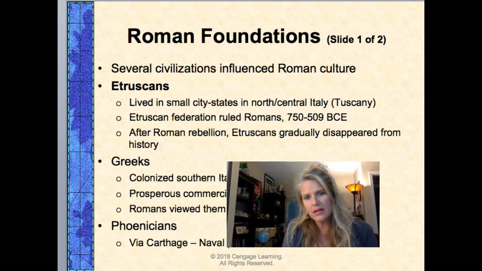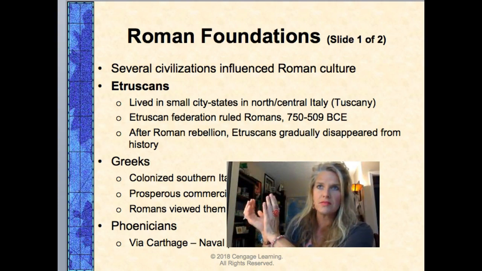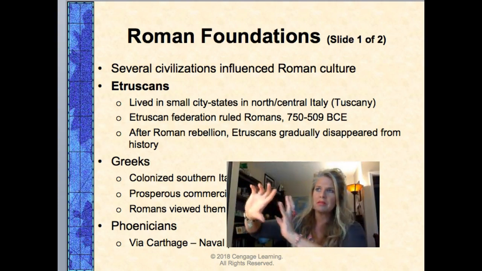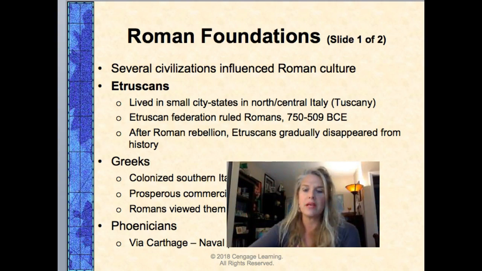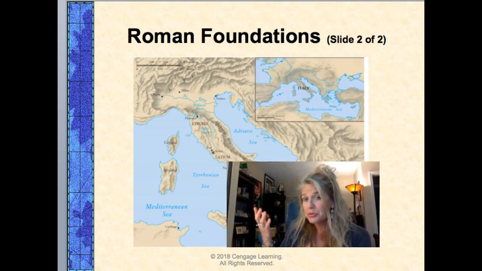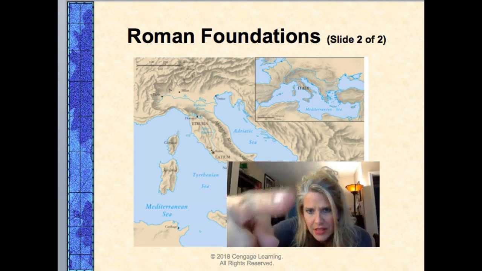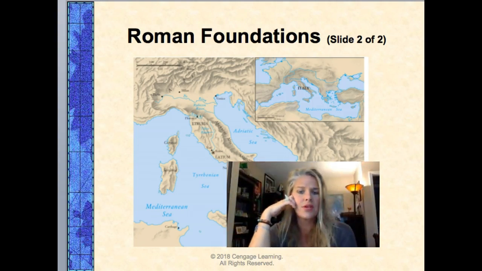Greeks colonized southern Italy. Phoenicians via Carthage had naval power. So Phoenicians were spreading out all over. Remember we learned last week that Phoenicians originally come from Lebanon, but then they are on the whole rim of the Mediterranean. There you can see how Italy looks like a boot, and Sicily looks like a soccer ball. Then you have Sardinia and Corsica, two other islands. That's what the Carthaginians were fighting over with Italy.